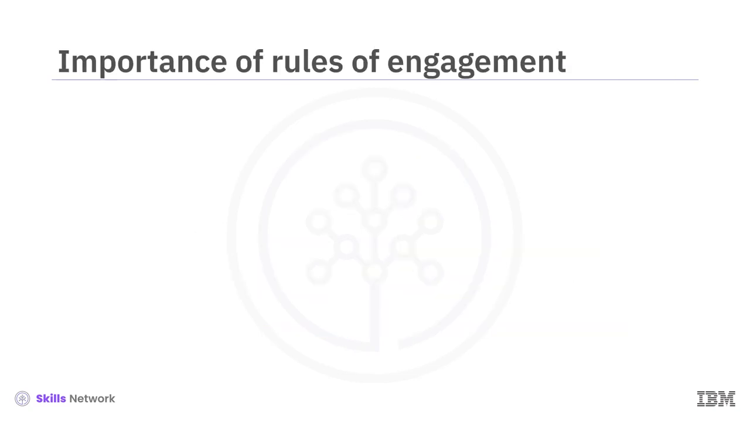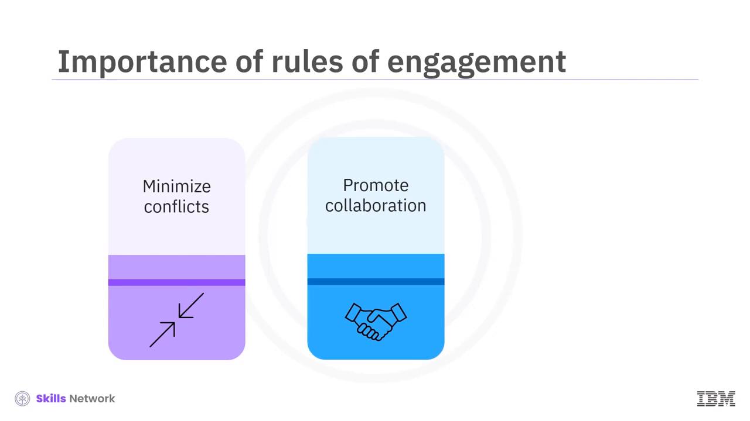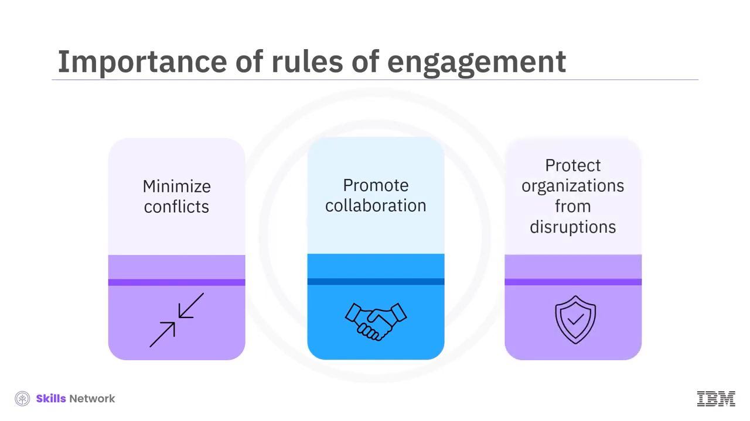Clear rules of engagement are vital in the pen testing process for multiple reasons. First, they minimize potential conflicts and misunderstandings between the organization and the pen testers. Second, well-defined rules promote a collaborative and constructive approach toward enhancing an organization's security posture. Finally, having clear rules of engagement helps protect the organization from any unintended disruptions or damages during the testing process. Specifying the scope, timing, and authorized actors ensures the pen test is controlled and secure.